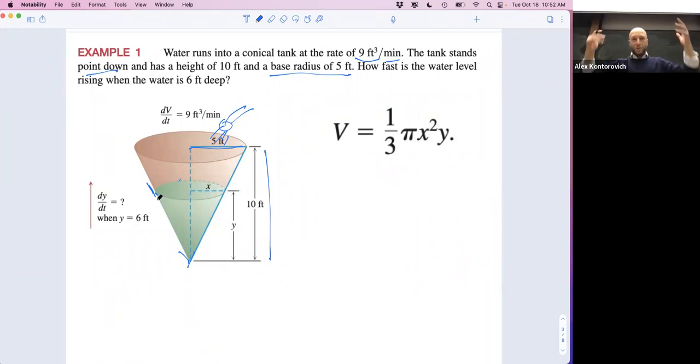Does that make sense? So I'm just imagining, before I even read the rest of the question, what the question is going to ask us. How fast is the water level rising when the water is 6 feet deep? So that's this y. y is going to be 6 feet. We're interested at the instant when y is 6 feet, but we're really interested in the derivative of y with respect to time. Okay, so what we want is the derivative of y with respect to time. So we need to set up a formula that relates y to volume. Okay, does everybody see what's going on?